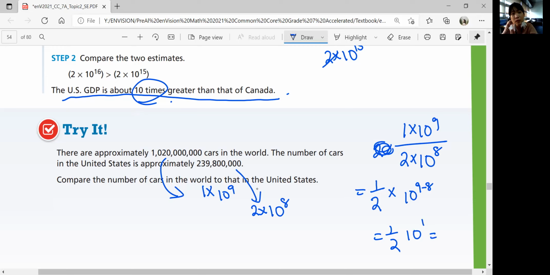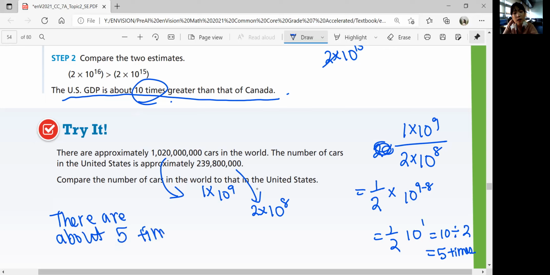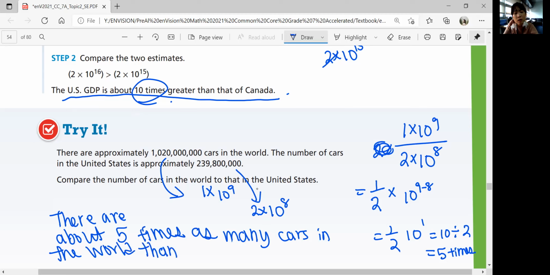What does that mean? It's 5 times greater. Okay? So you can say there are about 5 times as many cars in the world than in the United States.